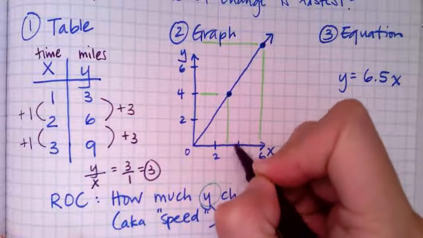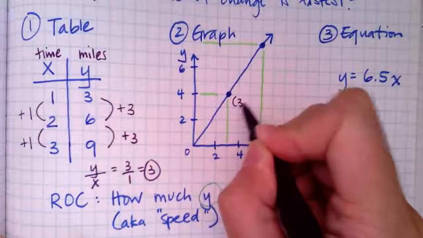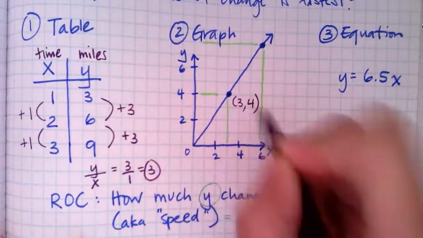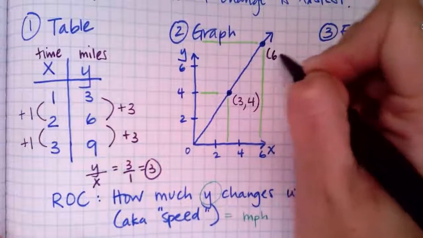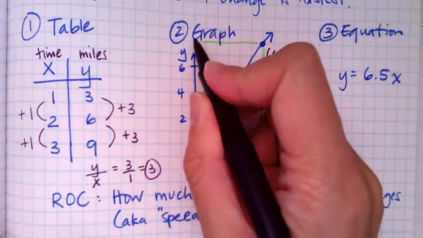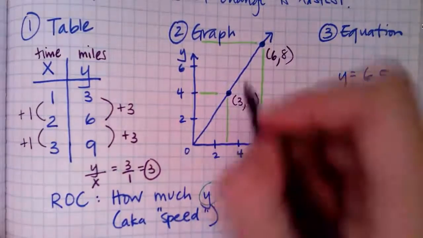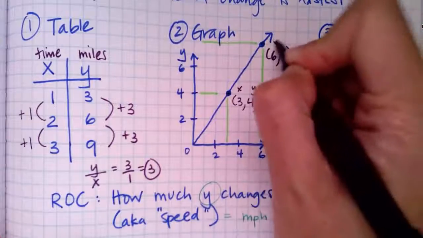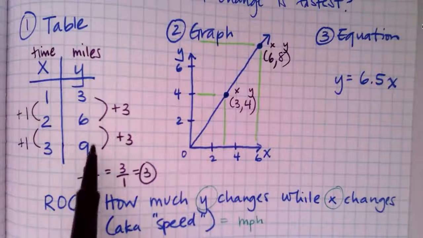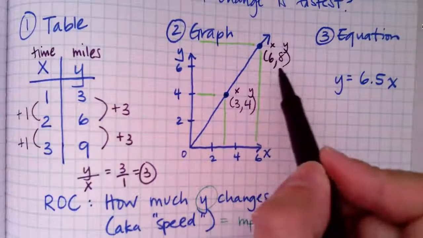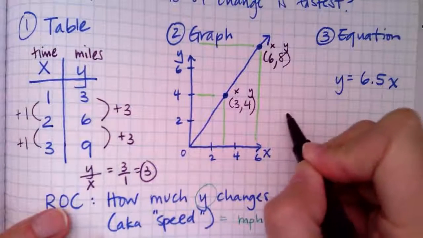So what I can do is create an ordered pair. This is 3 for the x and 4 for the y. And this right here is 6 for the x and 8 for the y. Okay? Notice how this is x and y, x and y. So what I can do is the same thing as I did in my table, because these are pretty much just values on a table. Okay? If I were to change this into a table, it would just look like this.